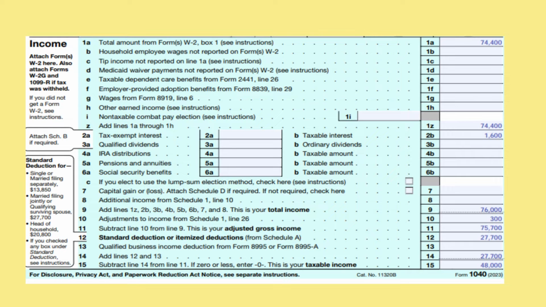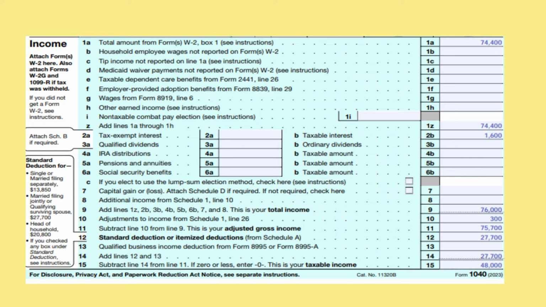On line 6A, put the Social Security benefits that you received from Box 5 of your SSA Form 1099. On line 6B, put your taxable portion. I do have another video that explains how to determine how much is taxable, and I will put the link at the bottom of this video. But in short, you would add half of your Social Security income plus your other income. If it's over $25,000 if you are single, or $32,000 if you are filing jointly, some of it will be taxable.